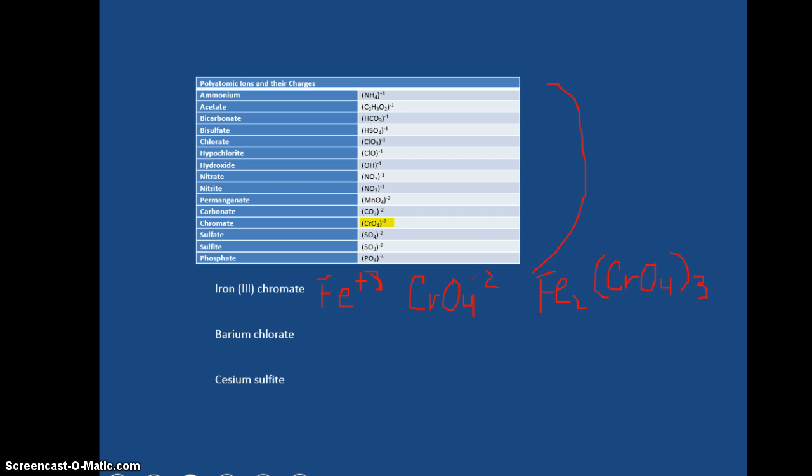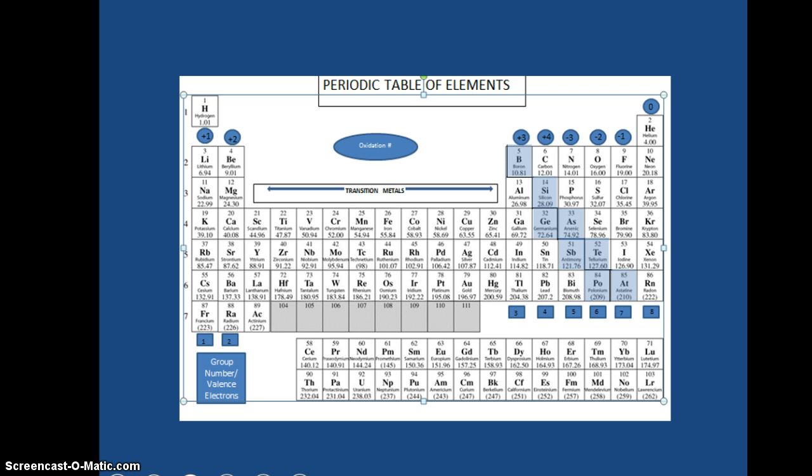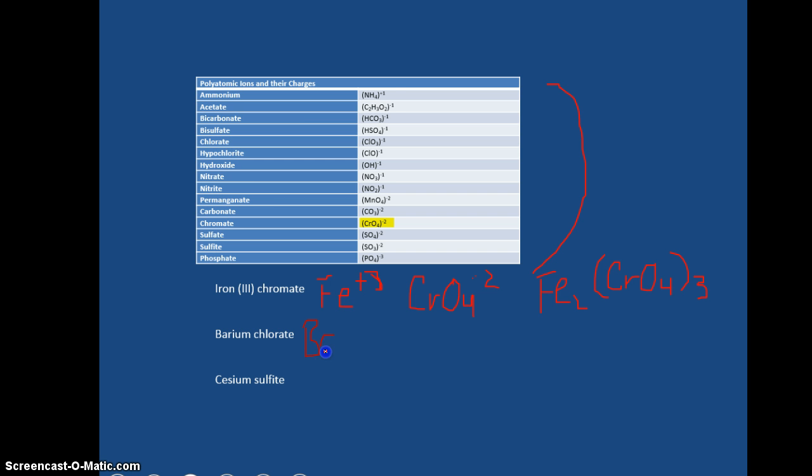Now we're going to do barium chlorate. Barium again is an element, so that's on the periodic table. Finding barium, barium is right here. That's going to be Ba, and that's a +2. So we'll write Ba +2. We've got chlorate, so we're going to find chlorate. That's a polyatomic ion, that's right here. So we will write that, that's ClO3, and that's a -1.